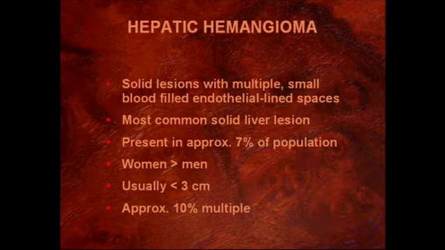Okay, now I want to move on to the next lesion, which is hepatic hemangiomas. Hemangiomas are solid lesions with multiple tiny blood-filled endothelial-lined spaces. They're like sponges in the liver that are filled with blood. It's the most common solid liver lesion that you'll encounter. It's present in at least 7% of the population, more frequently in women than men. They're usually less than 3 centimeters in size, and although most are solitary, up to 10% will occur in multiple locations.